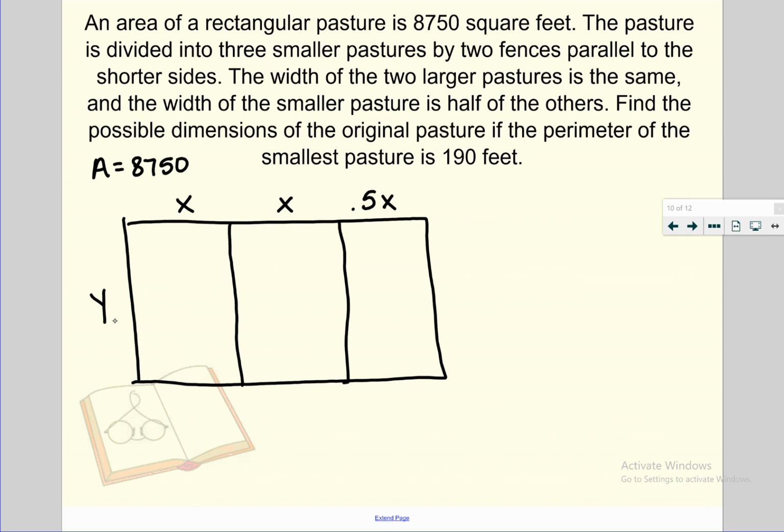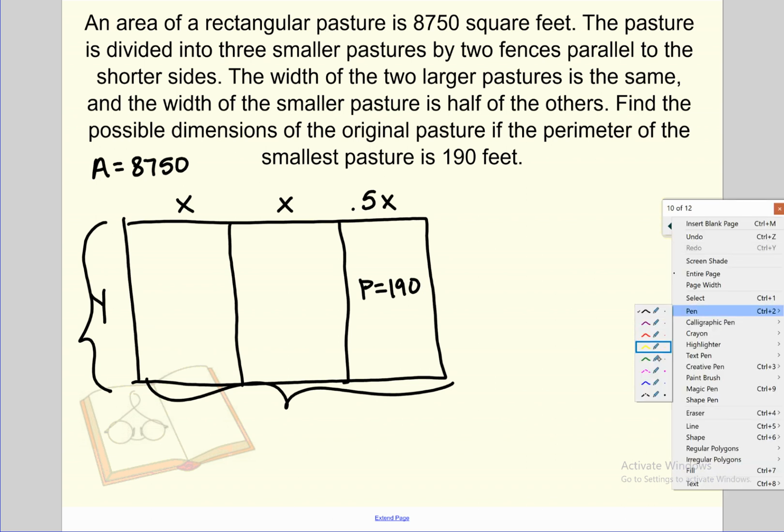Okay. It says find the dimensions of the original pasture. So that's going to be the big one across. So your answers are going to be whatever this length is and this length is at the end. But as soon as you get x and y, you can get those pretty quickly. If the perimeter of the smallest pasture, this guy here, is 190 feet. Okay. So again, the perimeter and the area are going to give us the equations.